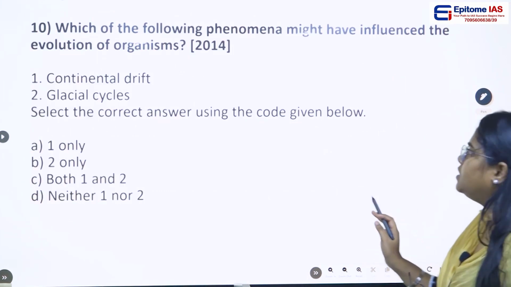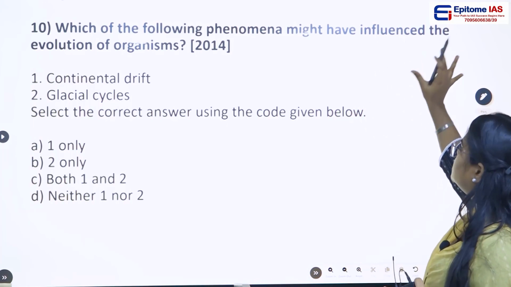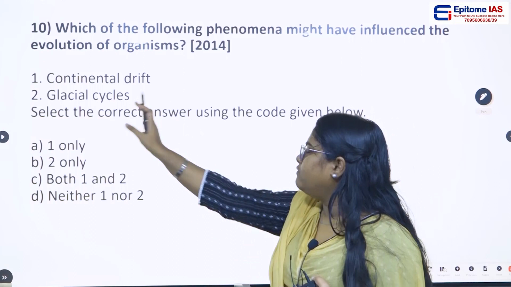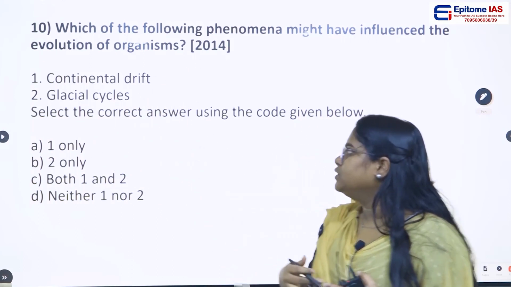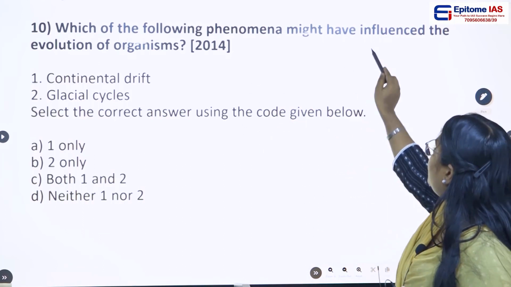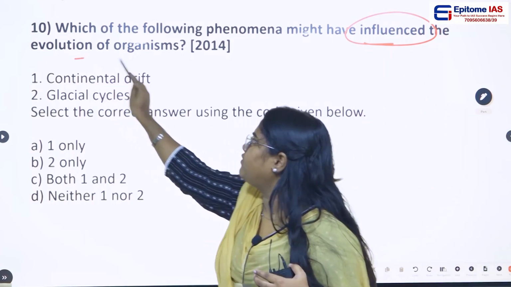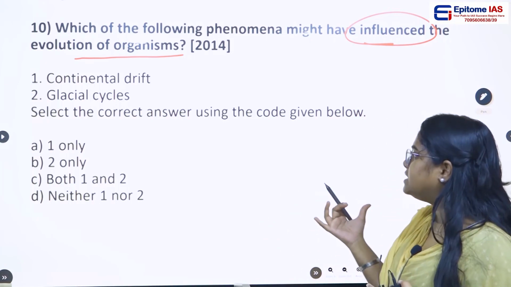So the next question: which of the following phenomena might have influenced the evolution of organisms? 1. Continental drift. 2. Glacial cycle. So if you see, they are asking which of these two phenomena have influenced the evolution of organisms. So this is a very broad question they are asking.